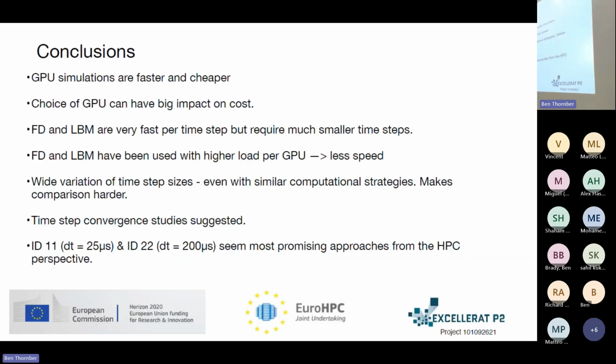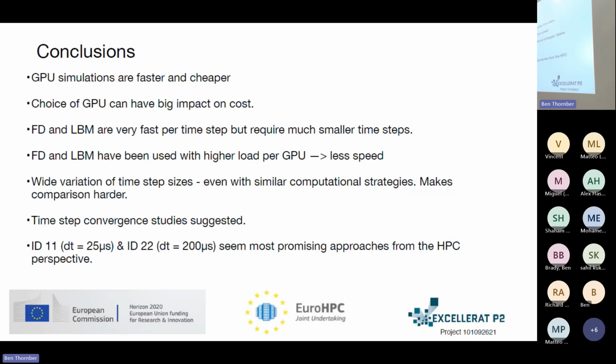So the conclusions. GPU simulations are faster and cheaper than CPU simulations. Everybody that has tried it is clear about this. The choice of GPU can have a big impact on the cost. So typically here we saw that the L40 is like the best GPU for our HPC things. Perhaps our AI H100 can be a better option. Then we have to say that if you run this in your local machine, typically a commercial card would be much cheaper, but we do not introduce this other price effect here.